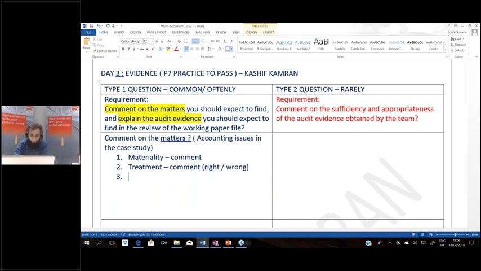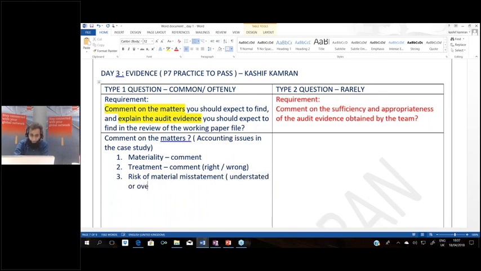And if you think the treatment is wrong, then you will do the third comment. And the third comment is on the risk of material misstatement, something we did in the class on day one. Material misstatement: something being understated or overstated. It's the same as the question you do on audit risk, the same as the question you do on risk of material misstatement. The examiner is asking you to comment on the matters.